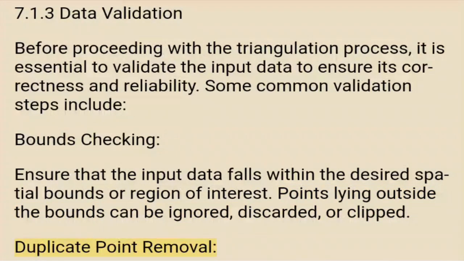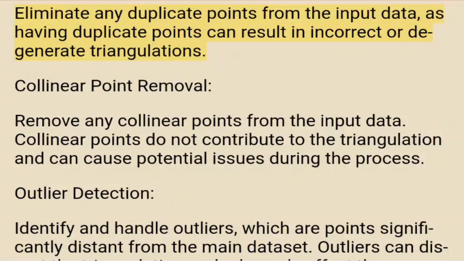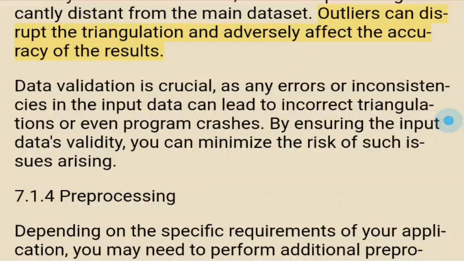Duplicate point removal. Eliminate any duplicate points from the input data, as having duplicate points can result in incorrect or degenerate triangulations. Collinear point removal. Remove any collinear points from the input data. Collinear points do not contribute to the triangulation and can cause potential issues during the process. Outlier detection. Identify and handle outliers, which are points significantly distant from the main dataset. Outliers can disrupt the triangulation and adversely affect the accuracy of the results.